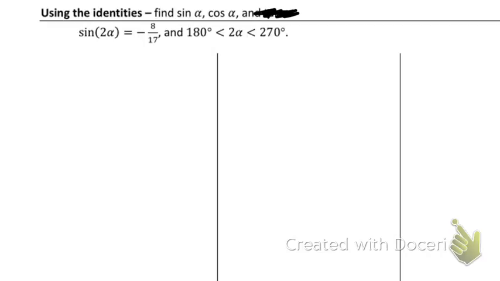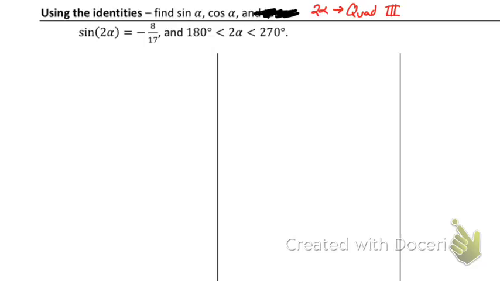So the first thing I'm going to look at is, you see how 2 alpha is between 180 and 270? That means 2 alpha is in quadrant 3, because it's somewhere between 180 and 270.